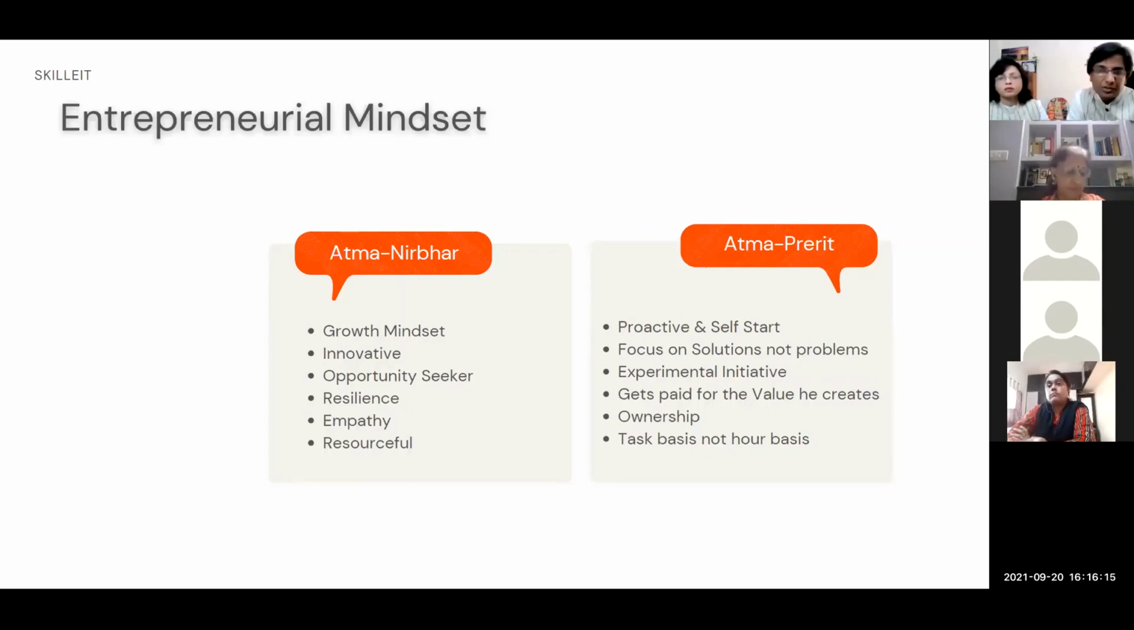Experimental initiative, they should not fear experimenting. And then they should create a value for that solution that somebody is ready to pay for and use. And they should have ownership of that vision and mission. And everything should be task-based rather than hourly based, that I work 6 hours, 8 hours. No, you have to reach that goal, the milestone you have set, which could take 1 hour, 2 hours, or 10 days, doesn't matter.